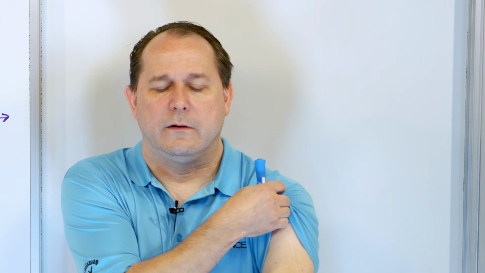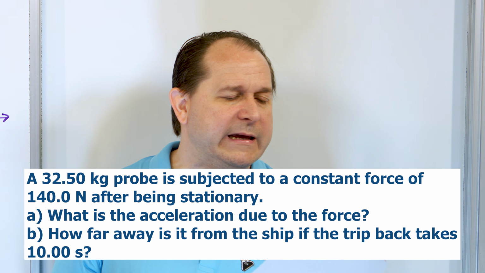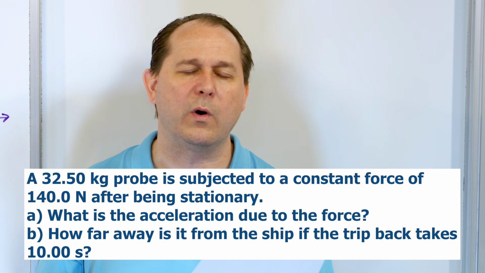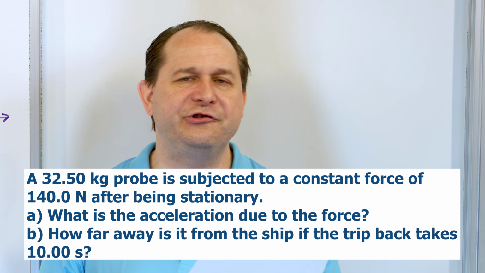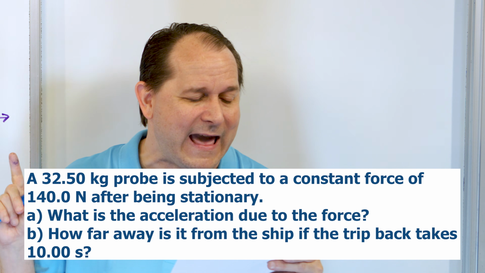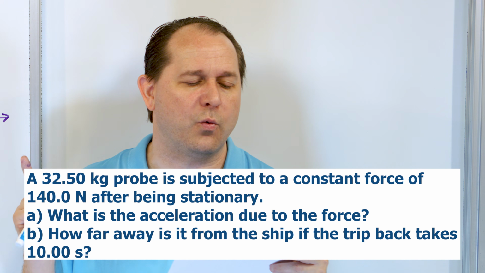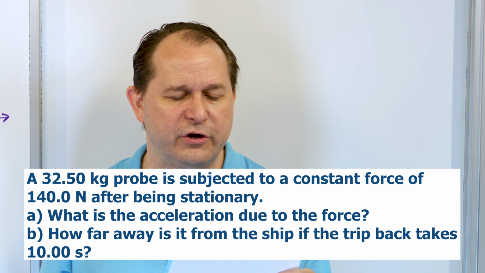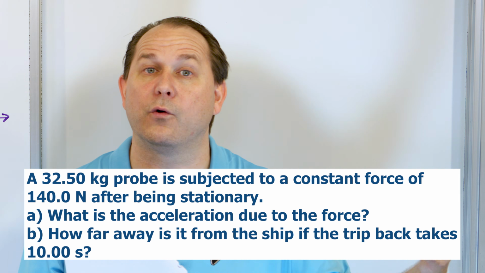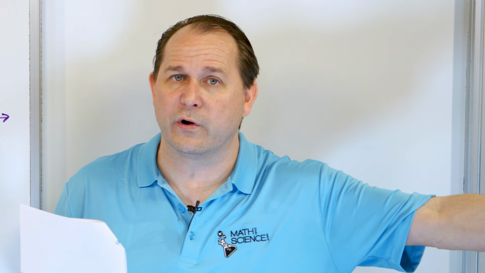All right, let's jump into our first problem and get some practice actually calculating this. The first problem says, the 32.50 kilogram space probe is being subjected to a constant force of 140.0 newtons from a ship's tractor beam after initially being stationary doing repairs. Two questions. A, what is the acceleration due to the tractor beam force? And part B, how far away is the ship if the total trip took 10 seconds? So there's 2 angles here, because the first part is talking about forces, and the second part is talking about how far it moved. So that's more like the equations of motion we learned before in physics.